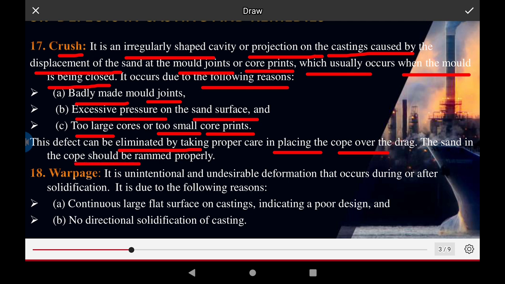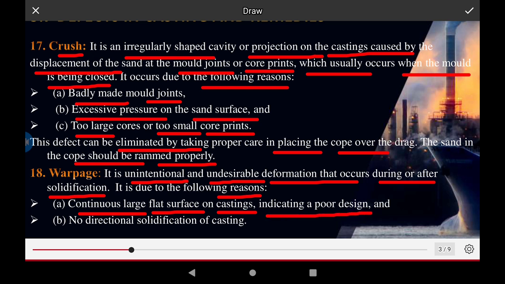Warpage is the undesirable deformation that occurs during solidification. It is due to the following reasons: large flat surfaces on the casting, which indicate poor design, and the direction of solidification of the casting.